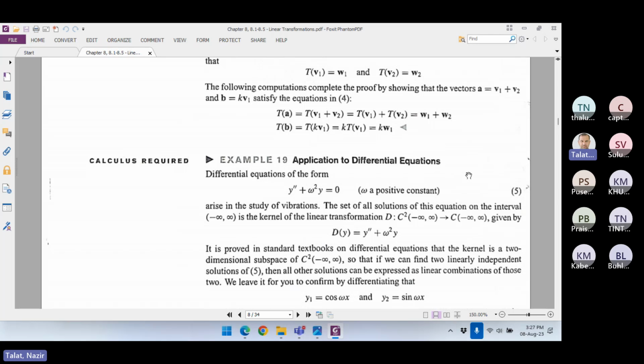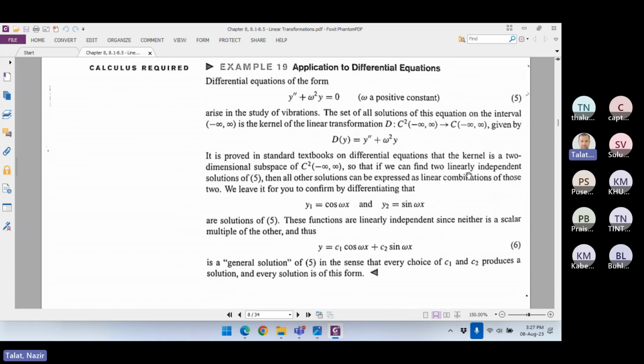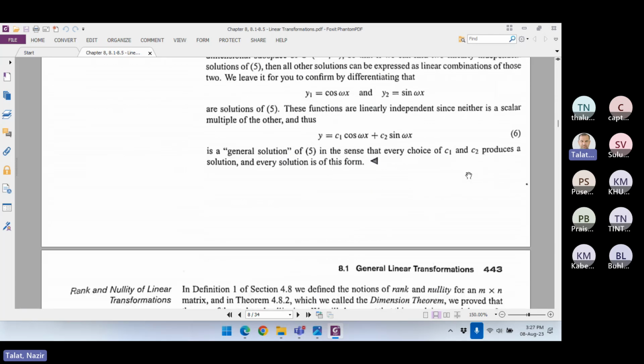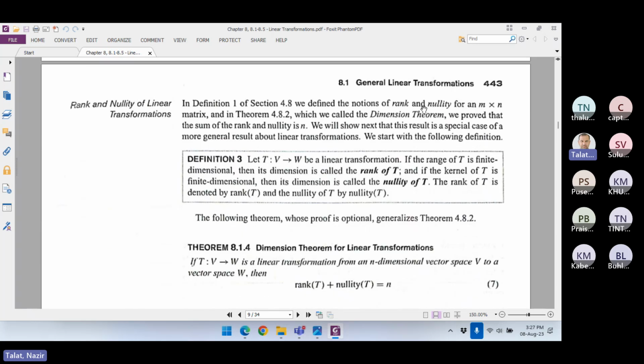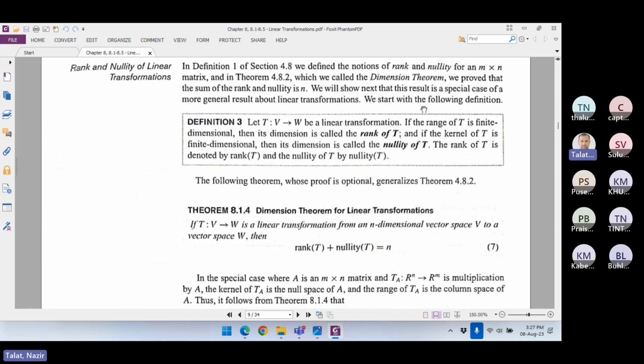There are some applications to differential equations of that one. We just skip this application. There are a variety of applications of linear transformations, but in this course, these are not included in the syllabus.